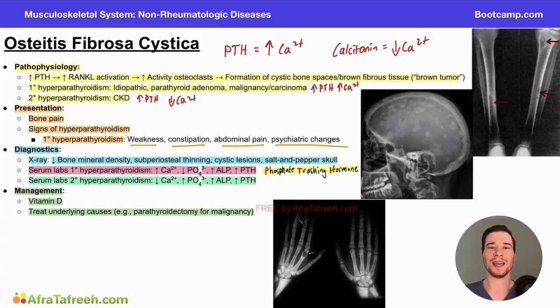Osteitis fibrosa cystica is a subsequent finding of parathyroid disorders, right? So we have the elevated PTH. This can be due to primary or secondary hyperparathyroidism most commonly.